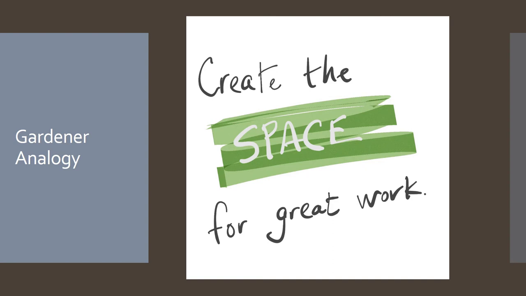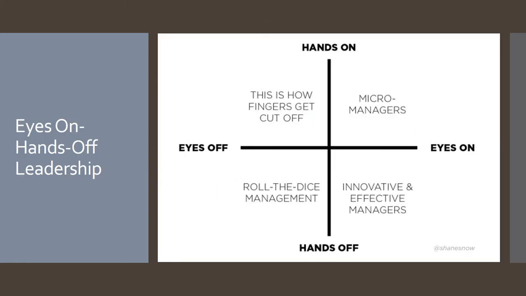So as a gardener, one of the things that I want to do is create the space for great work. What does that mean? That means one thing is pushing down the organizational structure and making it more from vertical to horizontal. I am allowing people to come and to meet and to talk, and it has to be intentional.